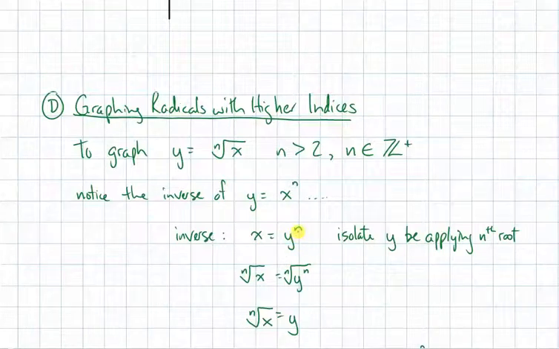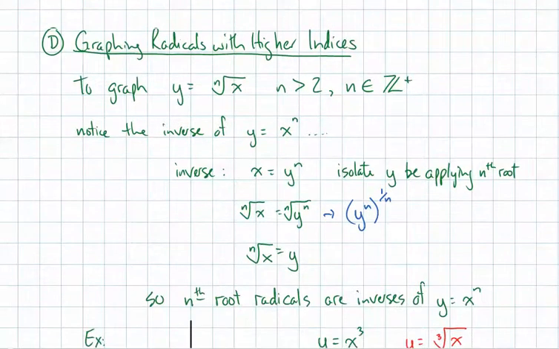To isolate for y, I will take the nth root to remove the exponent n, which is what I've done on the next line. The nth root of y to the n is like saying y exponent n raised to the exponent 1 over n. So that's just y. Now, notice my result: this is my inverse of the function that I started with up here. The nth root radical is the inverse of y equals x to the n.